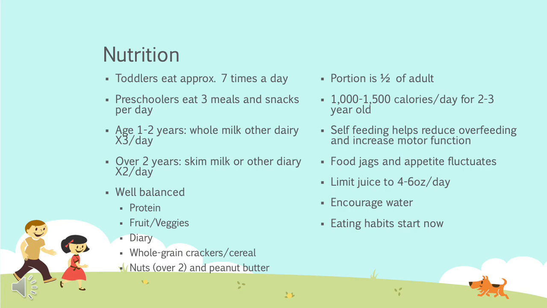Portion is about half that of an adult. In ATI, it tells you exactly how many tablespoons per month. But just know that it's about half of what an adult should consume. So their calories should be about 1,000 to 1,500 calories a day for the 2 to 3-year-old.